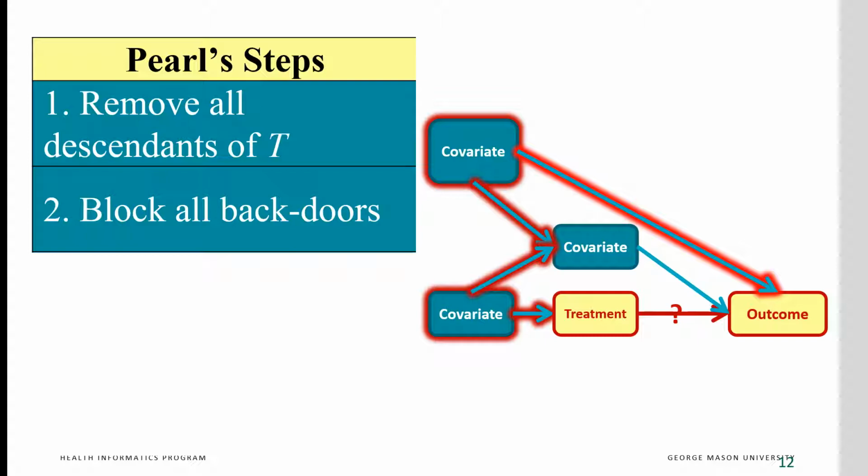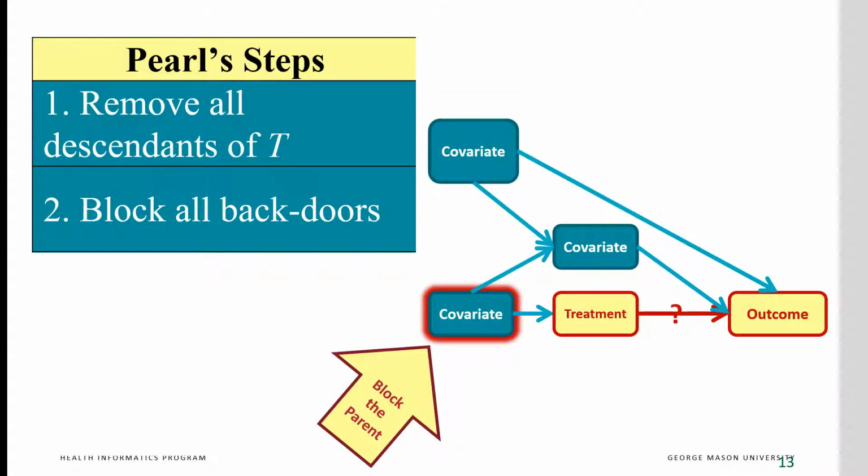All backdoors go through one parent of treatment. There are also many options for blocking a backdoor path. Here, conditioning on any of the three covariates may block the entire backdoor path. One set of variables that can block all backdoor paths is the set that includes all parents of treatment. Recall that the definition of backdoor path requires that the path goes through parents. If so, blocking all parents will block all known backdoor paths.